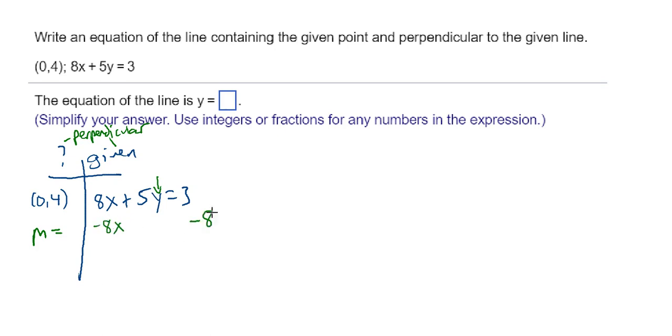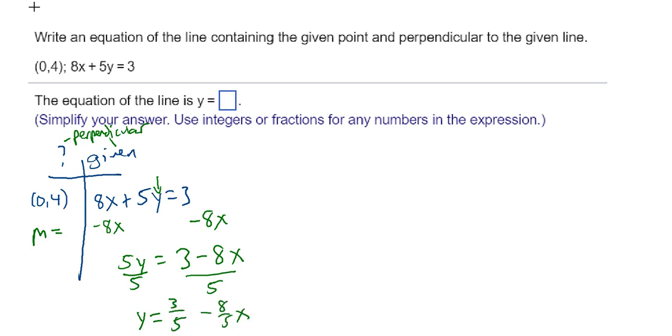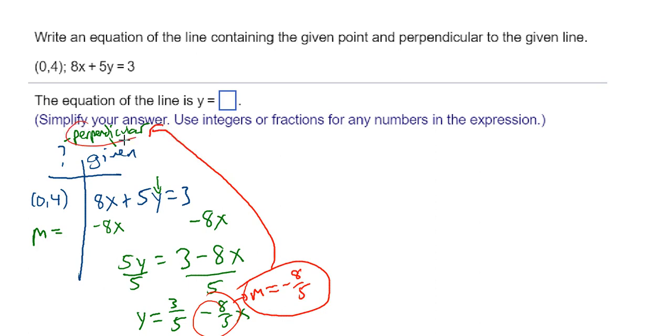So just like we did the last two times, this is going to work out in a pretty similar fashion. And it's going to be a little bit messy here. So you subtract 8x to the other side, divide by 5. This is not a very pretty equation, but that's okay. We get 3/5 minus 8/5 x, which gives me a slope of negative 8/5 for the line that I was given. But because it's perpendicular to the line I'm looking for, the line I'm looking for has to have a slope of 5/8.